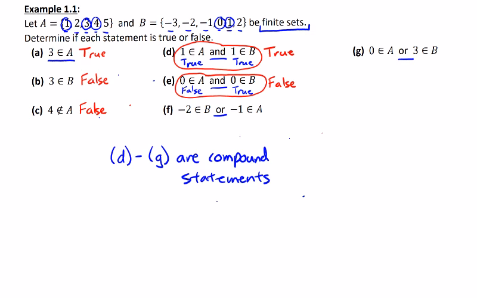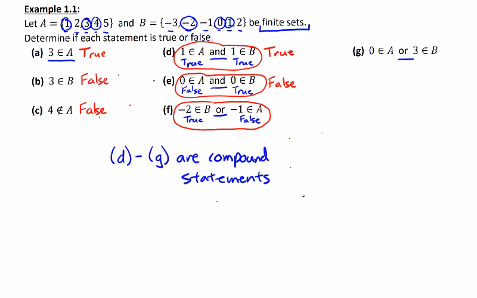So now let's switch over to the or statement. We'll take a look at the first statement here for part F. -2 is an element of set B. And yes, I can see that -2 does appear in set B, so that statement is true. And for the second statement, -1 is an element of A. I don't see -1 being an element of A, so that statement by itself is false.